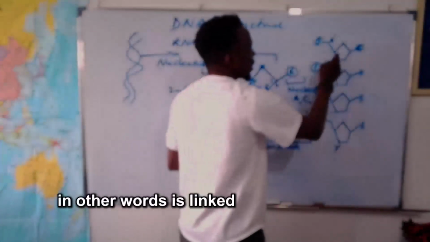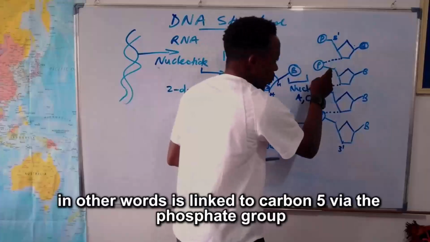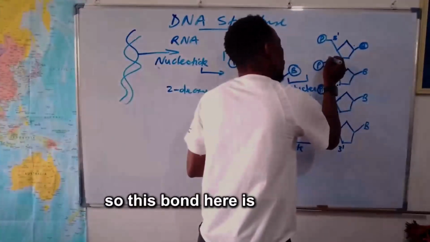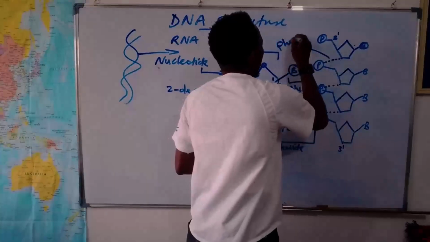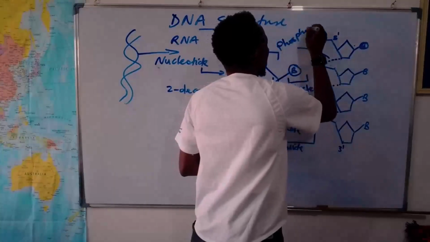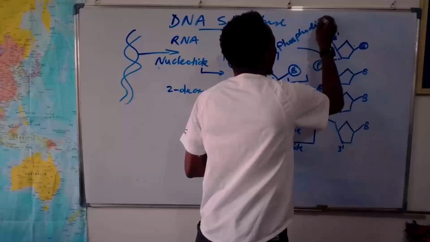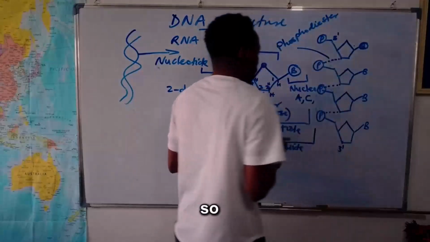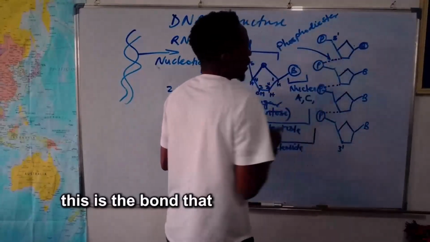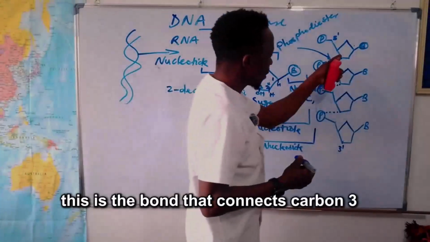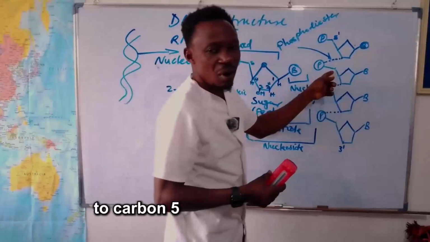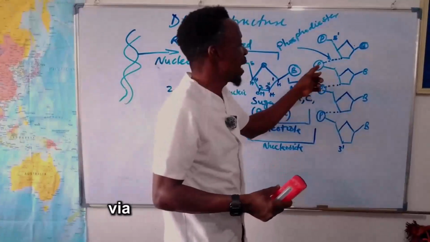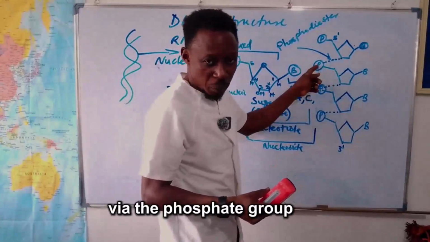In other words, carbon 3 is linked to carbon 5 via the phosphate group. So this bond here is called the phosphodiester bond. Okay? The phosphodiester bond. So this is the bond that connects carbon 3 of one nucleotide to carbon 5 of the next nucleotide via the phosphate group.